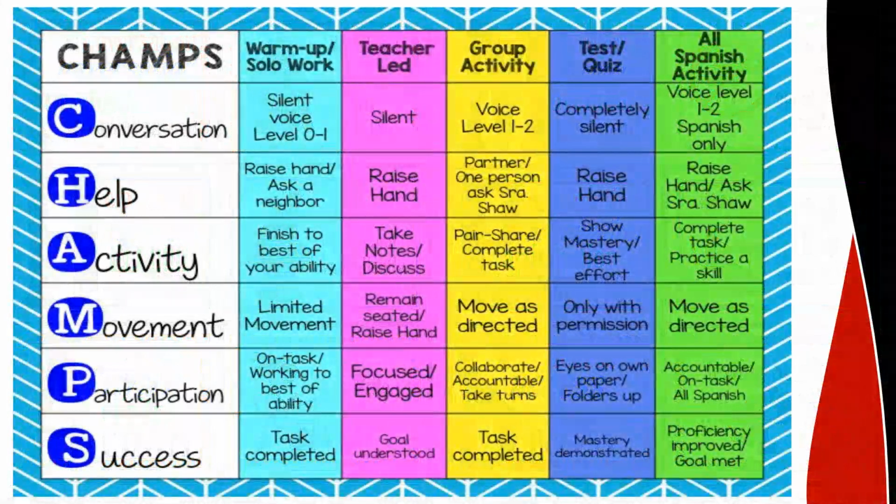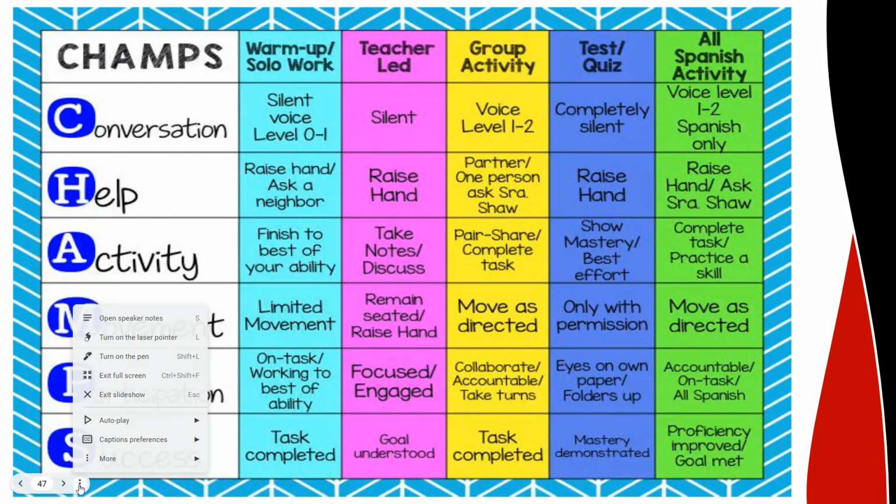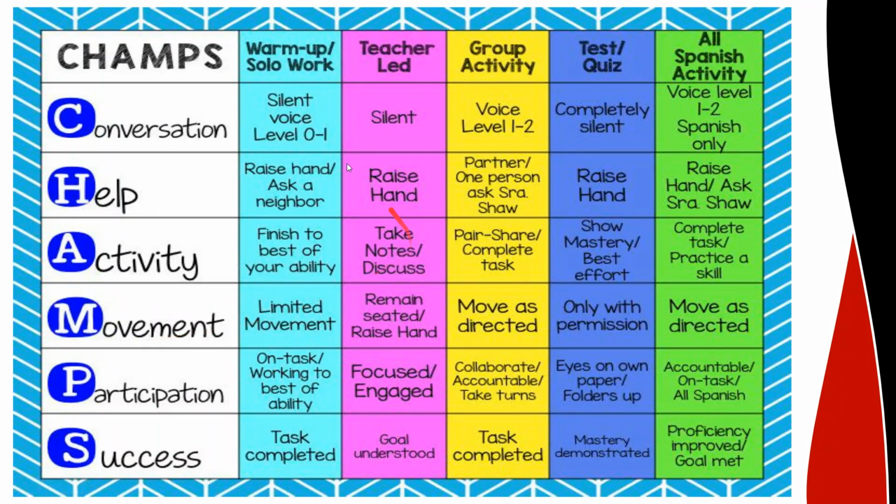Now, it is quite possible for us to put all of our expectations for specific activities on one PowerPoint slide or to display this somewhere in our classrooms. For example, we have the CHAMPS acronym on the left, and then this teacher lets us know what the expectations are for scholars whenever there's a warm up or solo work or the do now activity. The scholars can go between silent voice or a level 1, meaning they can whisper. There should be no vocal cord vibrations.